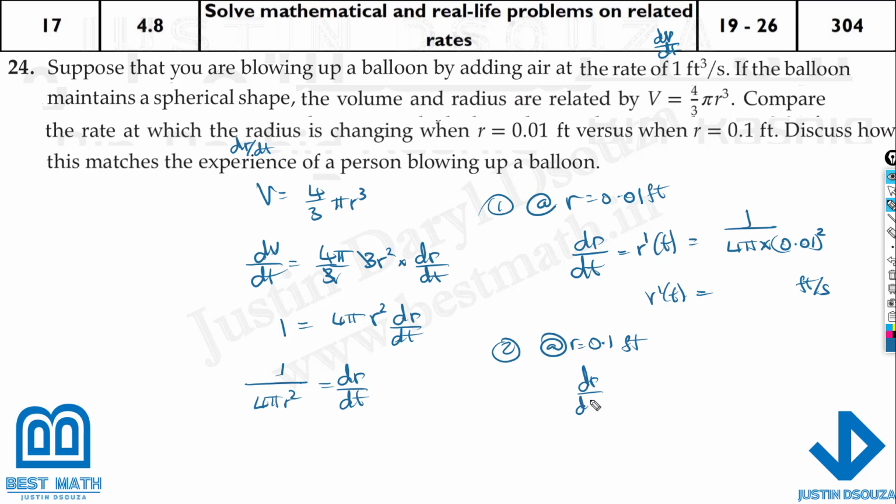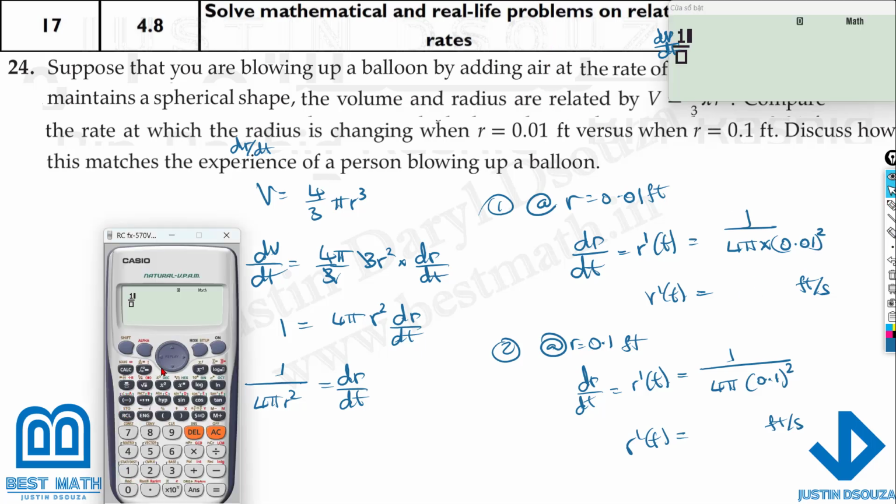Here it's dr by dt, or we can also write it as r prime of t, that is equal to 1 divided by 4 pi. This is constant, but what is r? It's 0.1 squared. So remember, it's 0.1 squared. Don't forget the square. As it is over here, whatever we have written, r values are given. There are two different r values. So it'll also be in terms of feet per second. You just put these values in the calculator and you can find it out.